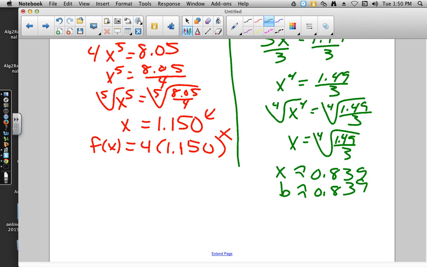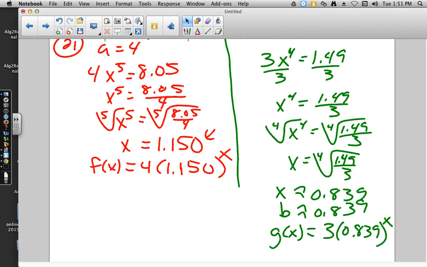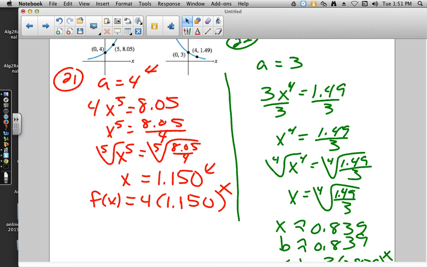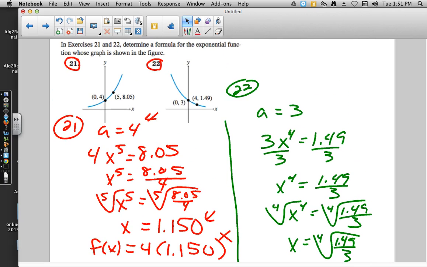So we start at the beginning and say, all right, I'm going to name this one g of x. The initial value that we had was a 3. And we just found our base, 0.839, and we're going to raise that to the x power. So it's really using that thought process of y equals a times b to the x. And then how do you find a? It's always the initial value. It is your y-intercept. You put a 0 in for x.